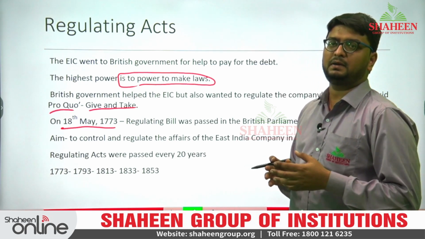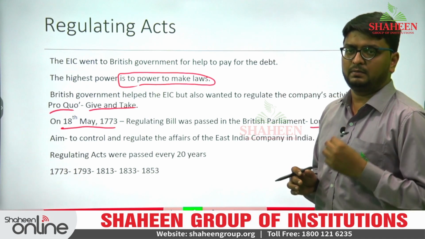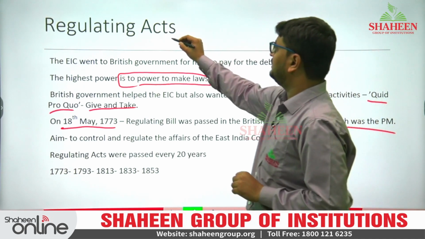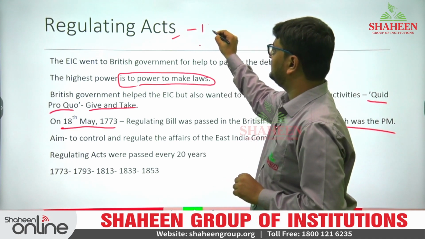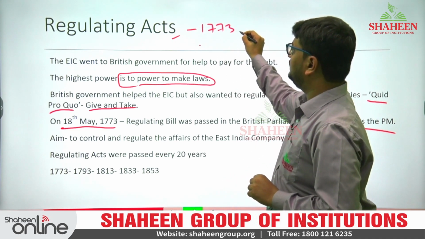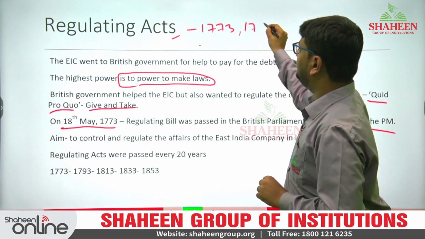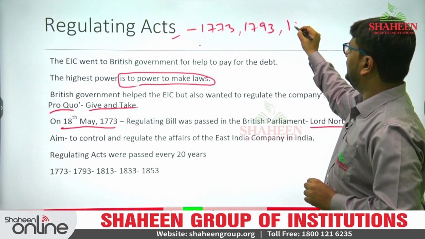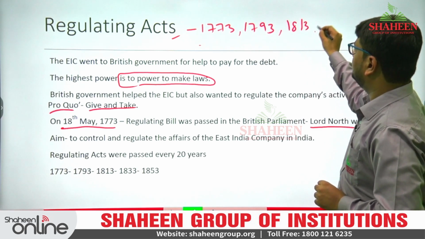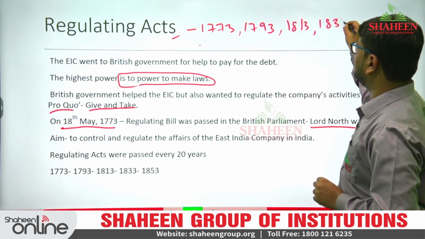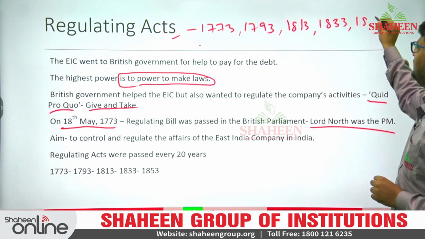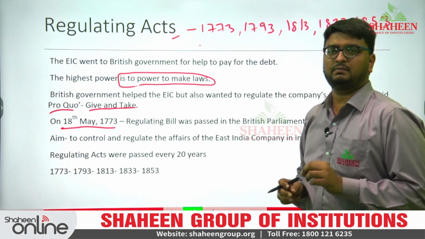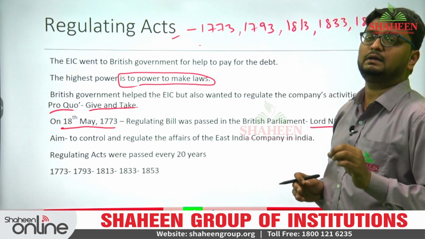Regulating acts were passed every 20 years. You can see the regulating acts: the first Regulating Act happened in 1773, then afterwards 1793, 20 years you can add, then 1813, then 1833, then finally 1853. These were the regulating acts which were meant to regulate the East India Company.